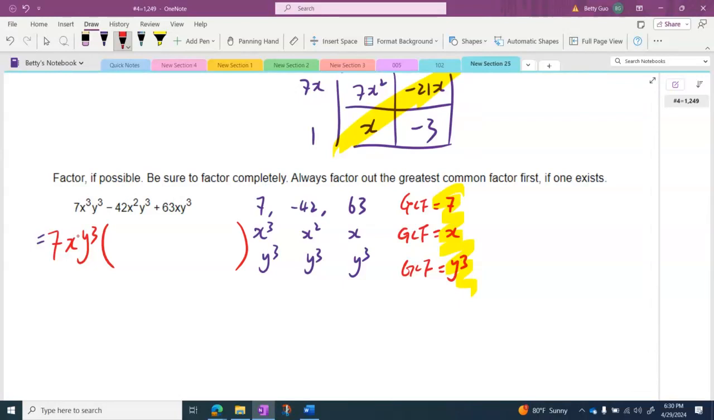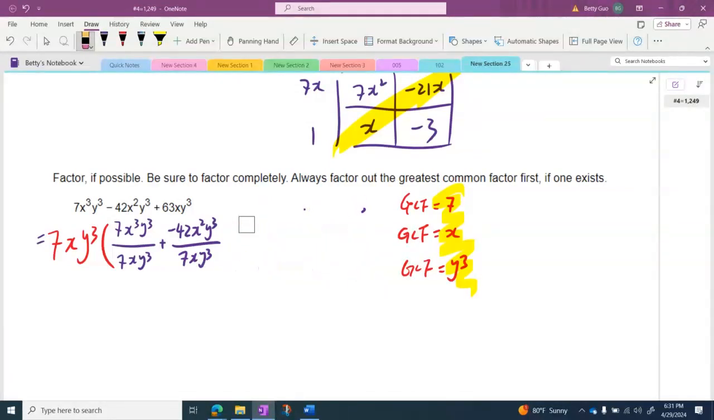How do we find out what's going to be inside the parentheses? You can use the method: original term 1 over GCF, plus original term 2 over GCF. Oh, ran out of space. Let me erase those. Original term 3 over GCF. Simplify in the next step.